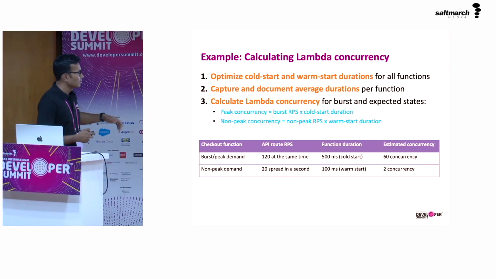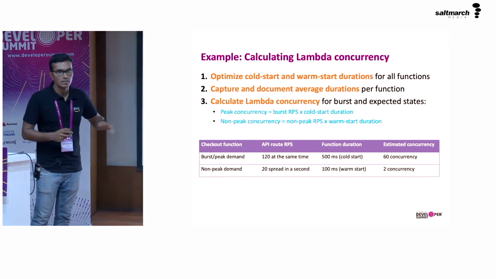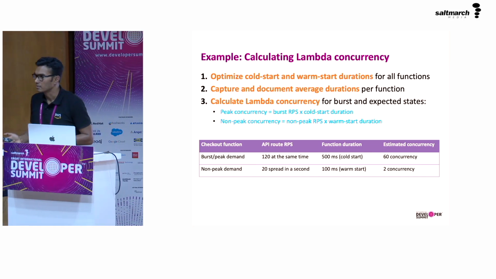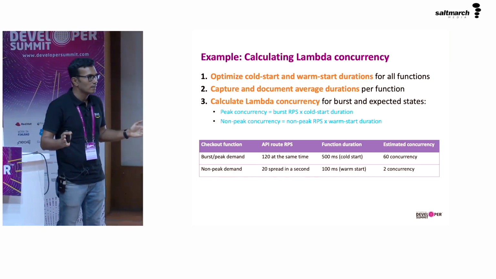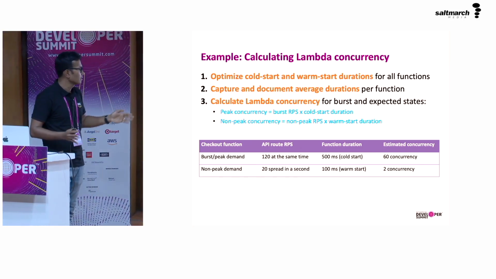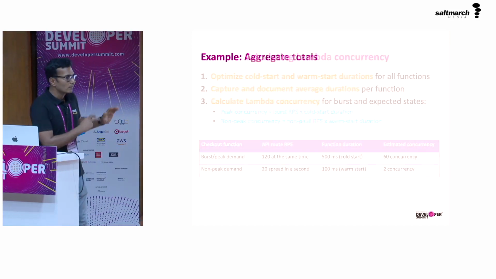So here is an example: with 120 requests per second on the API, and your function duration taking 500 milliseconds, roughly I need about 60 concurrent executions. And then during my non-peak hour, which has a spread of like 20 requests over the period of maybe a second, with 100 milliseconds, I roughly need 2 concurrencies, right? So I've got this number.